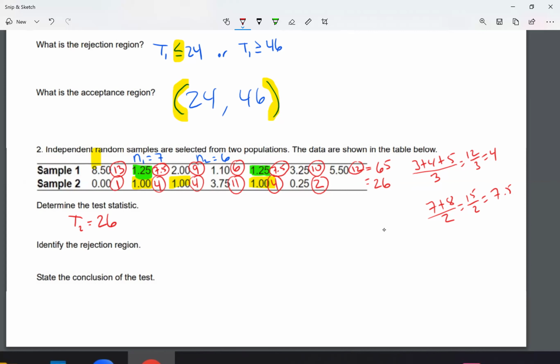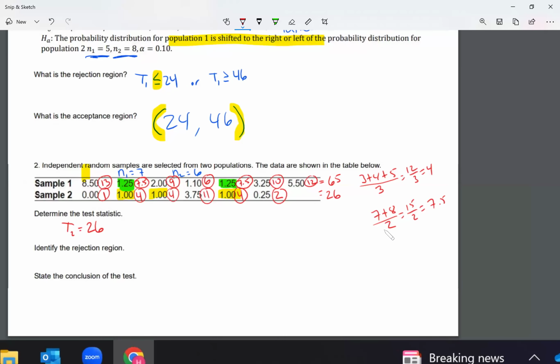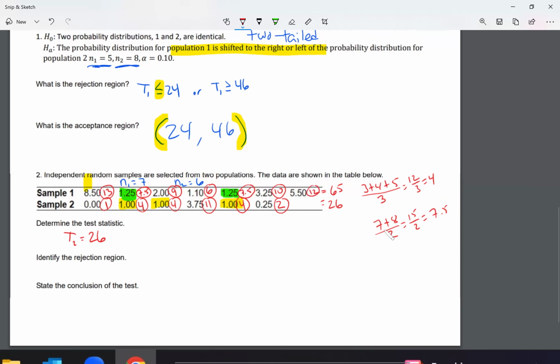Now let me identify the rejection region. Here, I'm just checking if they are actually different, and I will tell you on your homework. You're checking whether the other population shifted to the right or to the left. So in this case, I'm going to use two-tailed, and I'm also going to give you an alpha value. Let me write that. Let's say on the homework, I'm going to give you an alpha value of 0.05.